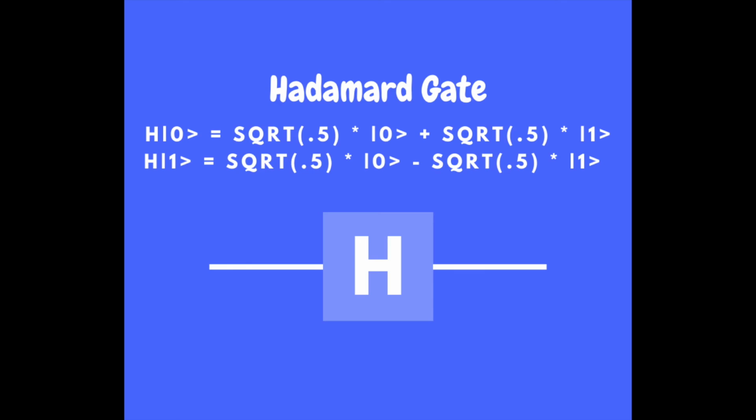The Hadamard gate is when something super interesting happens. It creates a 50-50 superposition between 0 and 1. It's 50-50 because there's a 50% chance of it being 0 and a 50% chance of it being 1. When putting ket 0 through a Hadamard gate, it turns it into the square root of 0.5 times ket 0 plus the square root of 0.5 times ket 1. And when putting a ket 1 through a Hadamard gate, it becomes the square root of 0.5 times ket 0 minus the square root of 0.5 times ket 1.